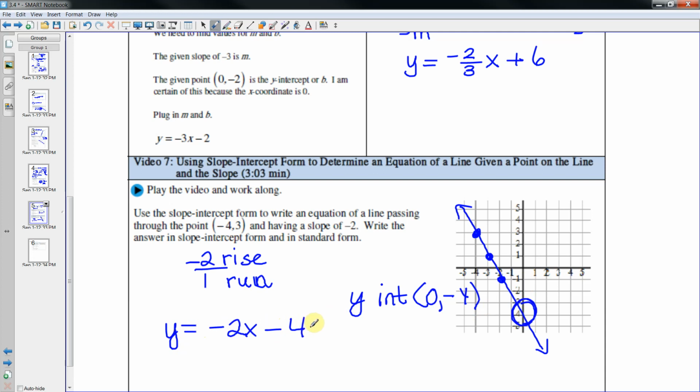And that's how you write the slope-intercept form. You just need to draw it out and find your y-intercept. And that's how we graph using slope and y-intercept.